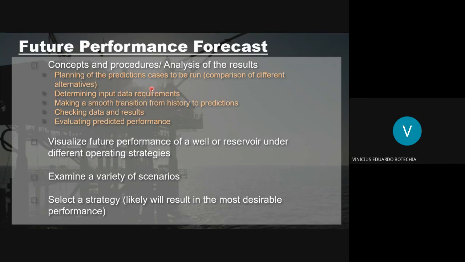First of all, you plan the prediction case to run. You select different cases to be compared. You determine the input data requirements, and you have to be cautious with the transition from history to forecast, because you can have some problems in this transition. In our group, people are studying this. You check data and the results, then you evaluate the predicted performance. These are some very general steps to follow, but I'll show another form in detail.